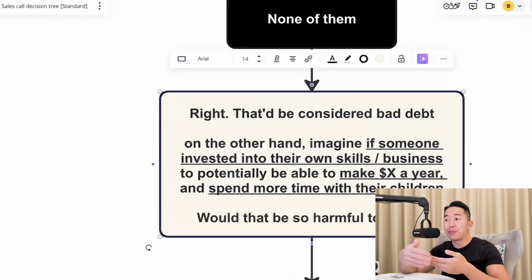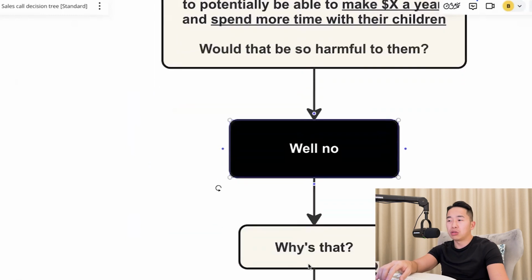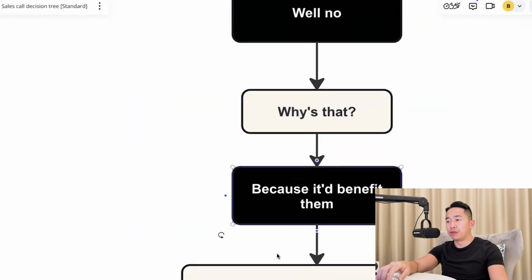Now, on the other hand, imagine if someone invested into their own skills or business to potentially be able to make 100 grand a year, 200 grand a year, just insert whatever they say they wanted, and spend more time with their children. I mean, would that be so harmful to them? And they're going to say, well, no. And why is that? Well, because it would benefit them.